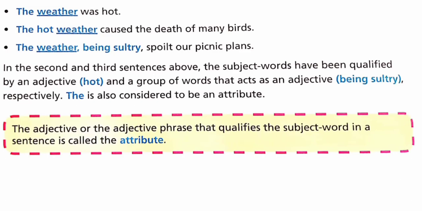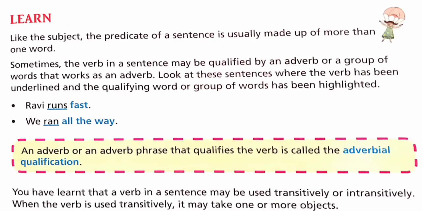So, what do you mean by attribute? The adjective or the adjective phrase that qualifies the subject word in a sentence is called the attribute. Let's move to the next. Like the subject, the predicate of a sentence is usually made up of more than one word. Sometimes the verb in a sentence may be qualified by an adverb or a group of words that works as an adverb.